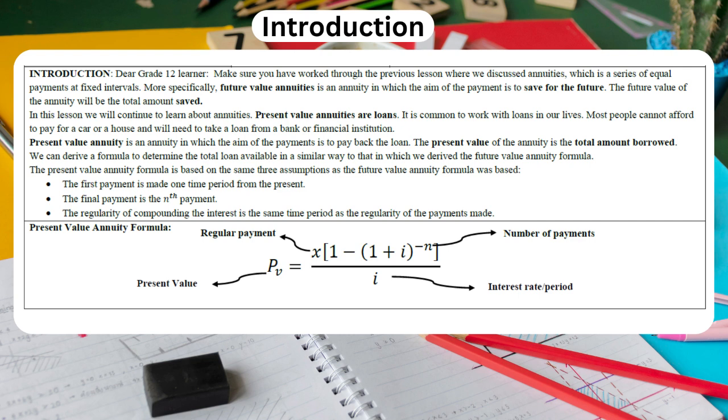The present value annuity formula is based on the same three assumptions on which the future value annuity formula was based. The first payment is made one time period from the present. The final payment is the last payment. The regularity of compounding the interest is the same time period as the regularity of the payments made.